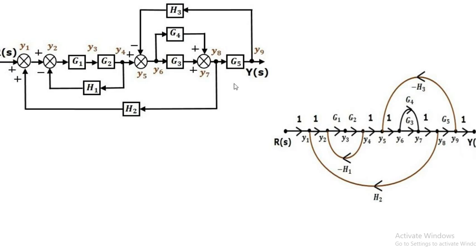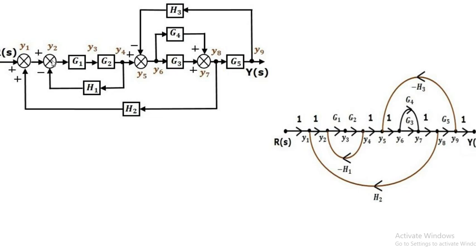I am repeating. In between this Rs and this y1, I have shown one branch with a gain of 1, because if there is no gain, then it should be denoted by 1, that we have already discussed. Now let us see the forward path first. Then what we have done, we have replaced the line in between this y1 and y2 with this branch, and the gain is 1.